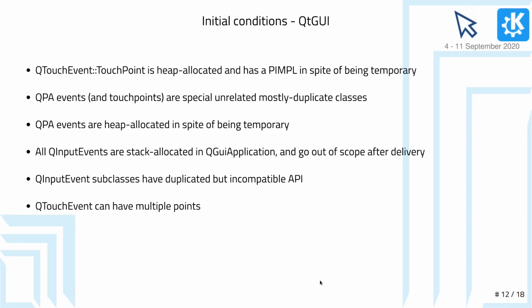So the initial conditions in Qt GUI, meaning where did we start with Qt 6: touchpoint is heap allocated and has a pimpl. QPA events are these unrelated, mostly duplicate classes in Qt 5. And those are also heap allocated, but that's because they have to be potentially put into an event queue, so they can't really live on the stack. Whereas input events are stack allocated in QGuiApplication, and they go out of scope after delivery. We already went through these problems pretty much, that the subclasses have duplicated but incompatible API.